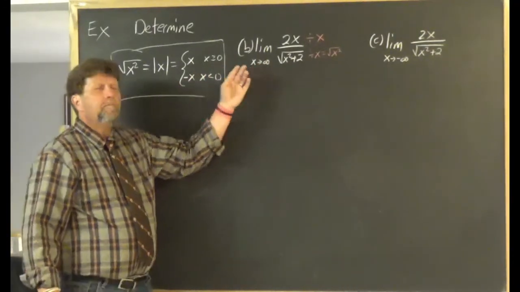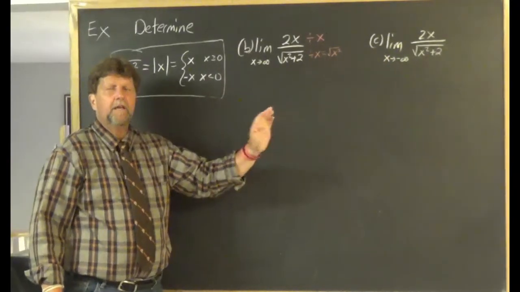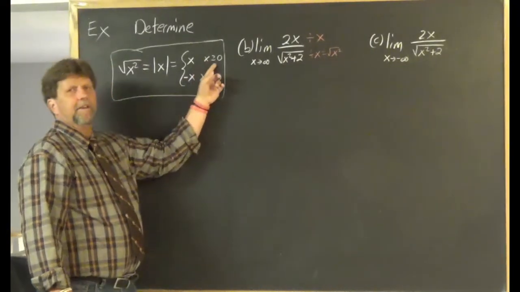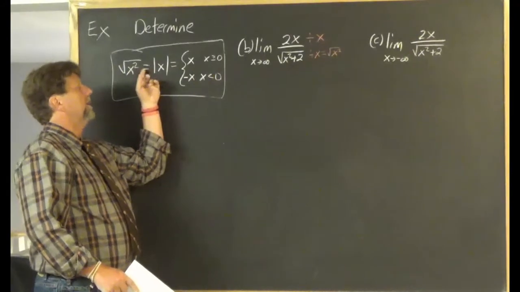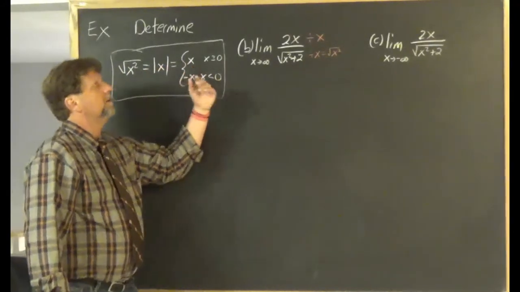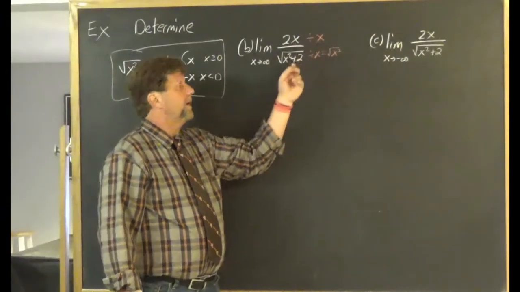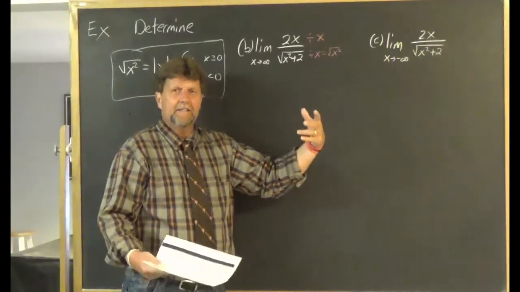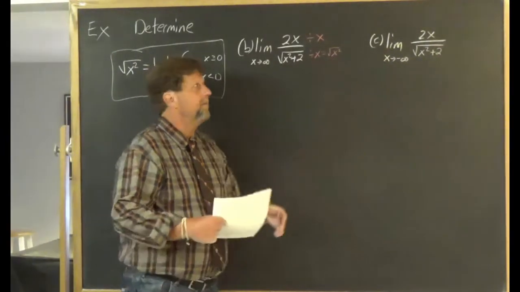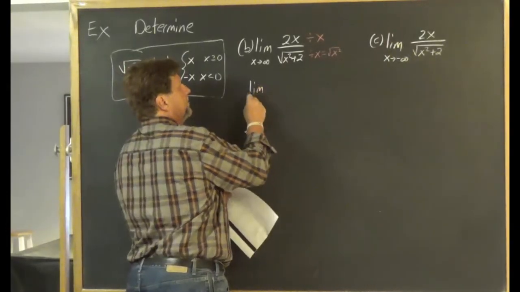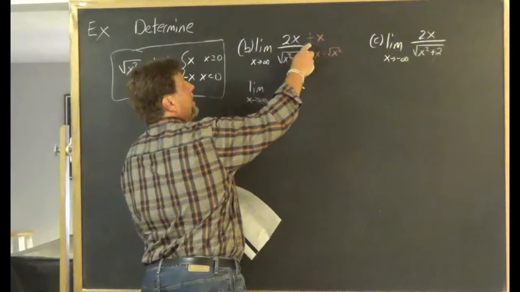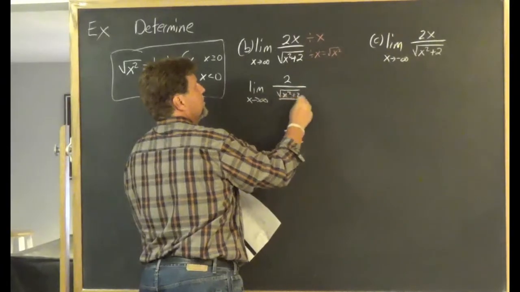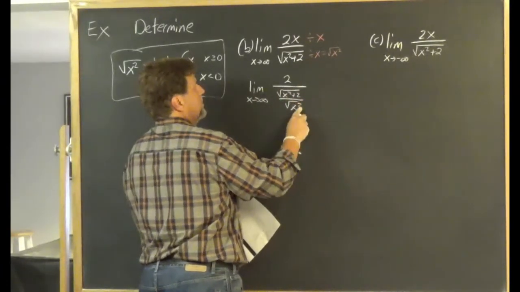But in part B, x is heading to infinity. Because x is heading to infinity, we're talking positive numbers. The square root of x squared is x. So I'm dividing the numerator by x, and the denominator by x, but I'm disguising the x as square root of x squared. So that gives me, well, 2x divided by x is 2. The denominator, I'd have the square root of x squared plus 2 divided by the square root of x squared.